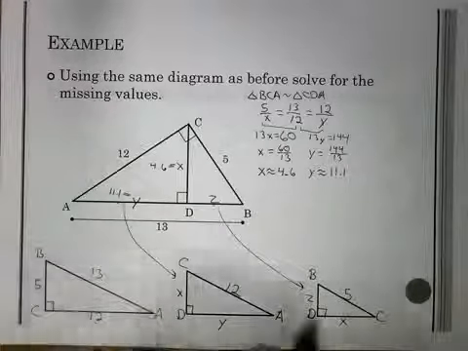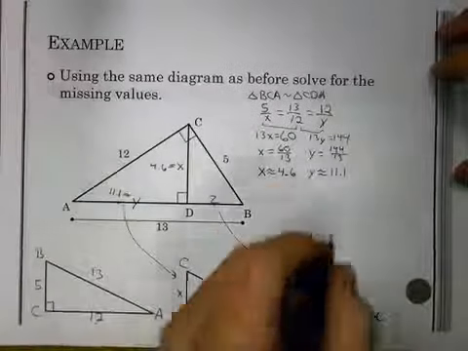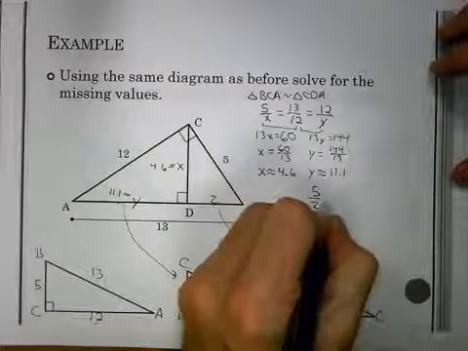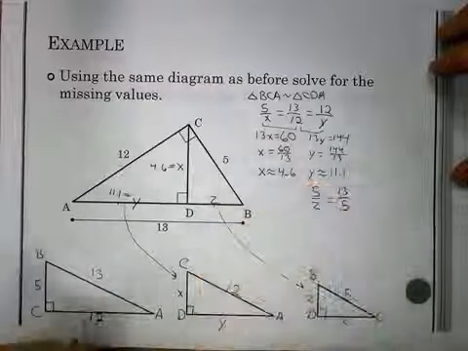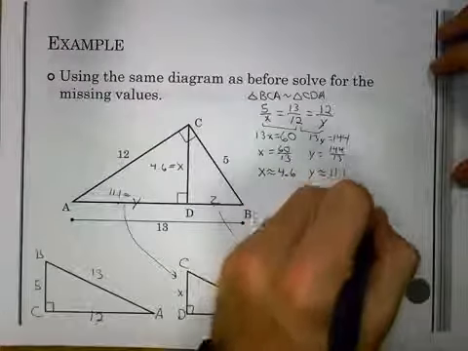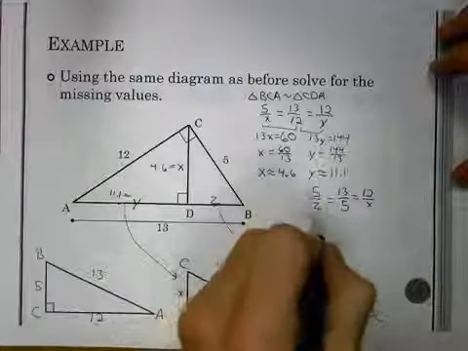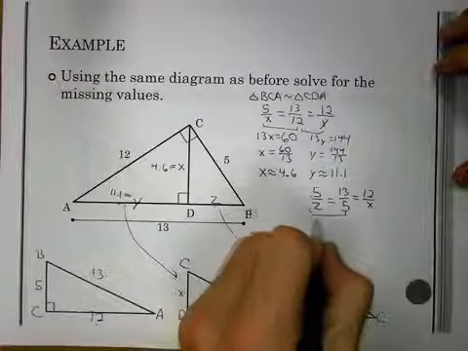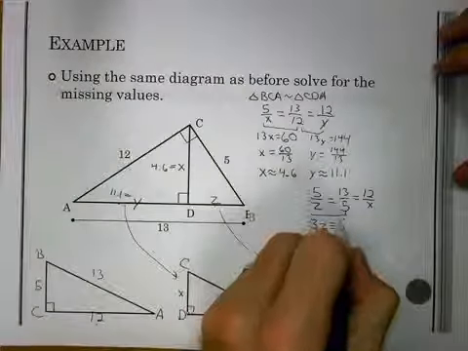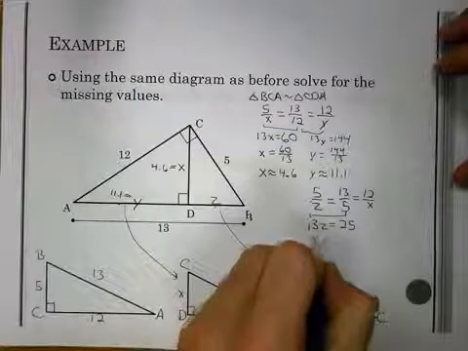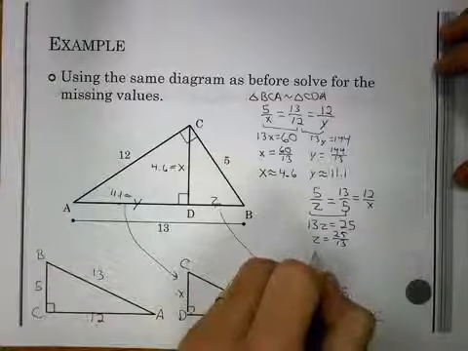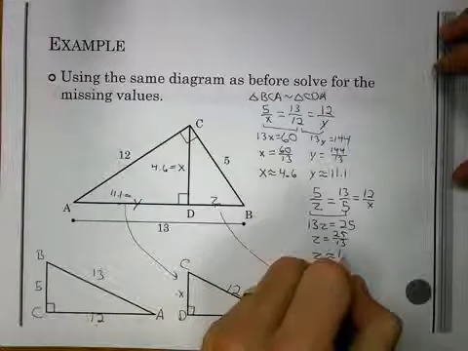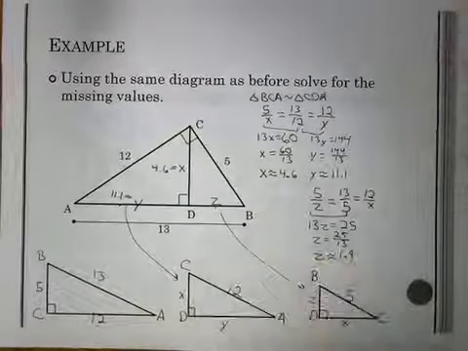Well, let's find out. I'm going to compare these two triangles. So I can say 5 over Z equals 13 over 5 equals 12 over X. I'm going to use these two to solve for Z. I get 13Z equals 25, or 5 times 5. Z equals 25 over 13, which comes out to be about 1.9, which is what we found.